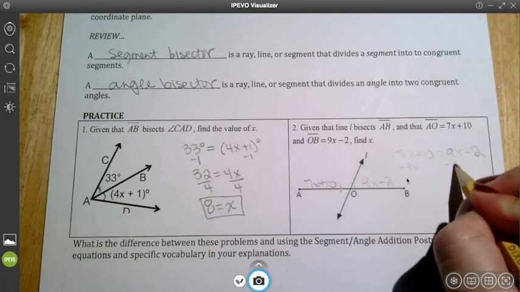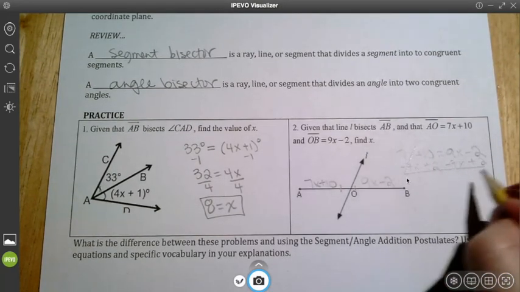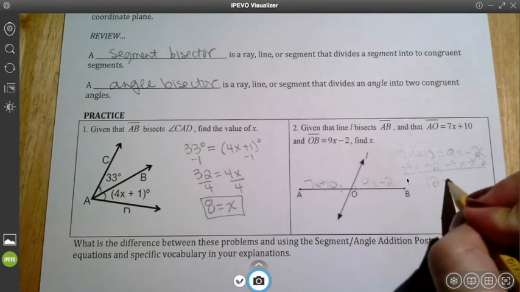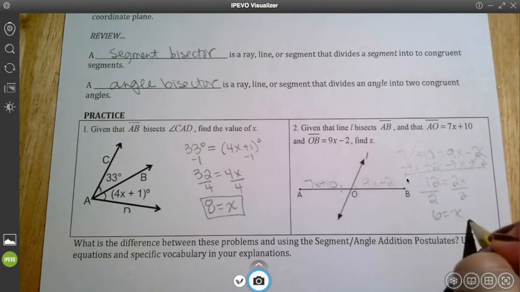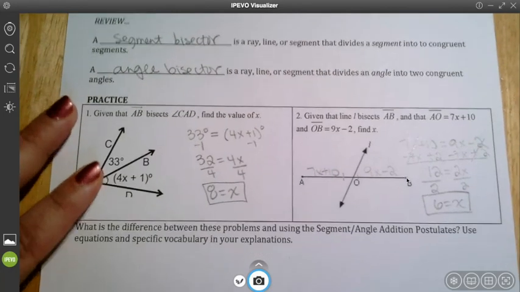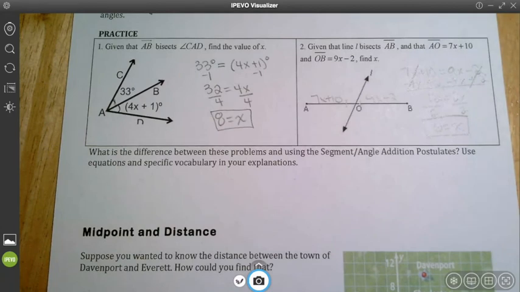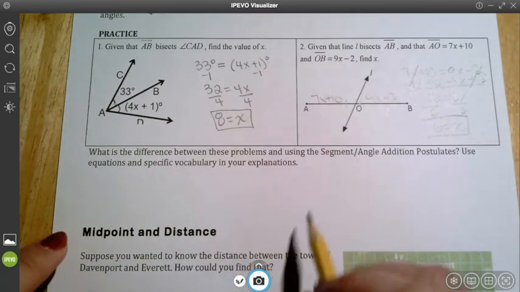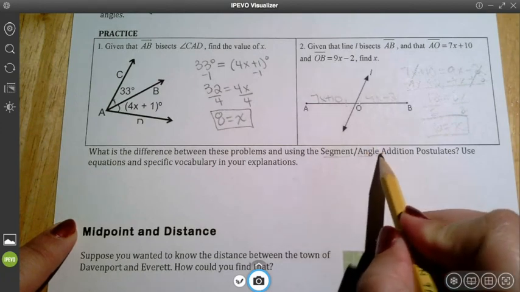Subtract 7x from both sides. Add 2 to both sides. So we have 12 equals 2x. Divide by 2, 6 equals x. So again, using that term of bisecting to show that we end up with two equal parts. Okay, so what's the difference between these problems? And this is the same thing that I've been emphasizing. The difference between these is that one is cutting a segment in half, one is cutting an angle in half.